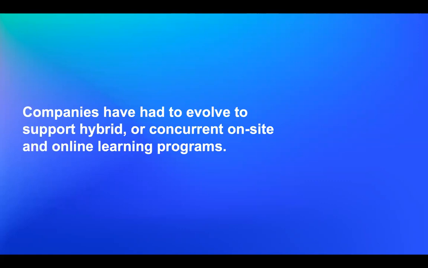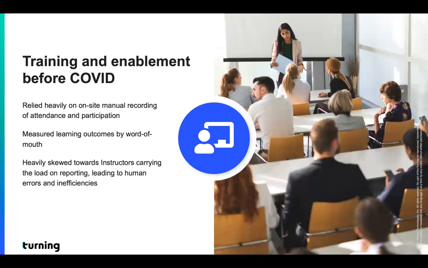And what's happening there is some of those things that over the last, again, 18 months, folks have now come to realize needed to be changed. Now they need to be changed yet again. So what do we do? You had the traditional training and enablement before COVID, where you had just manual on-site recording of attendance. You had learning outcomes potentially measured by word of mouth. Sometimes folks could use different types of analytics tools to do that.